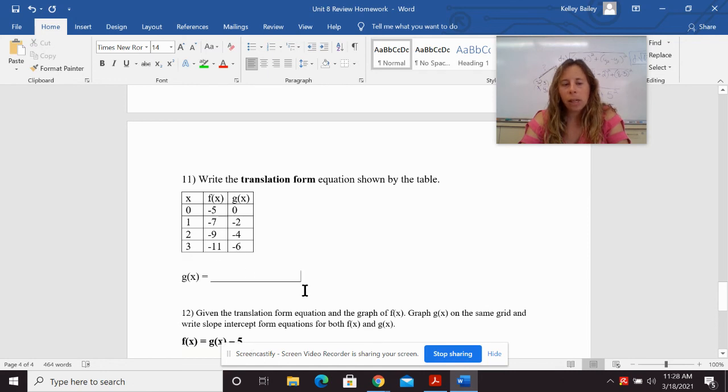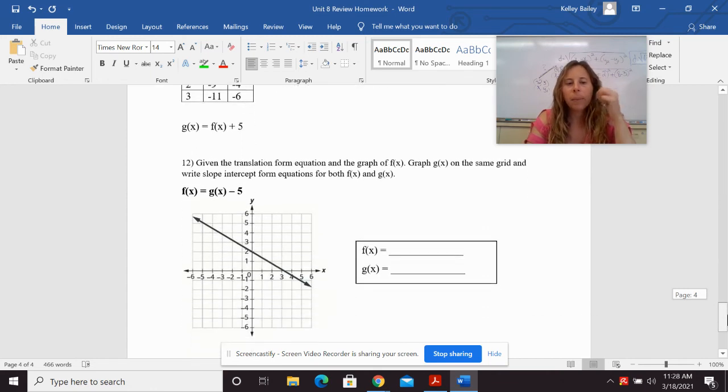So your equation here, f of x, and this time we are adding 5. So that means the graph of g of x is going to be 5 above f of x. It's going to be 5 above. It is being translated up 5. All right. Number 12, last one.